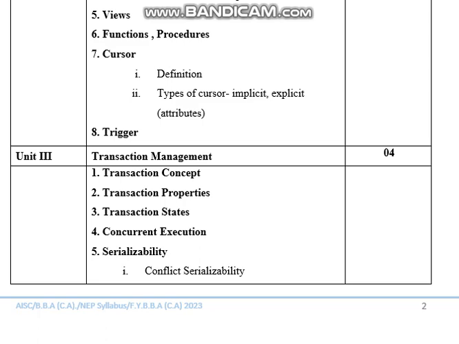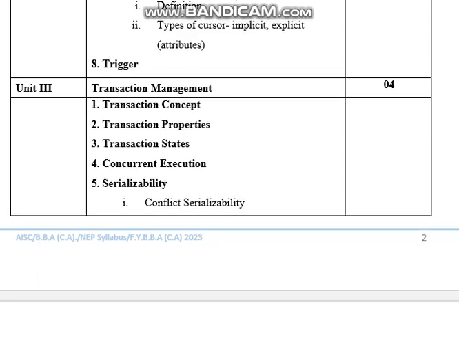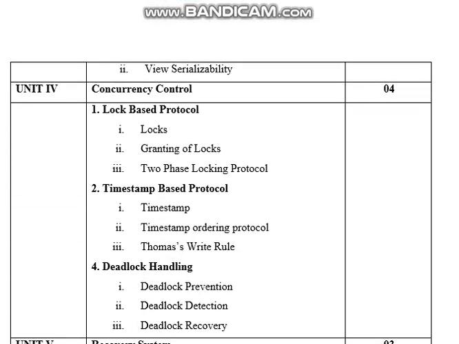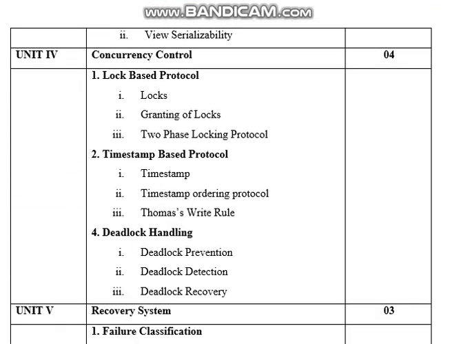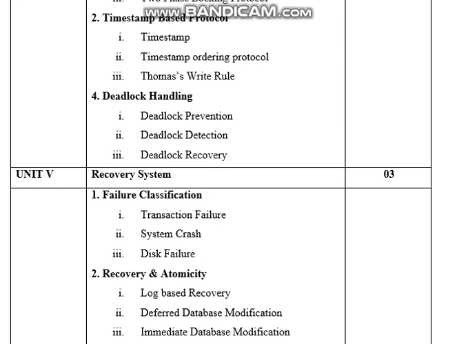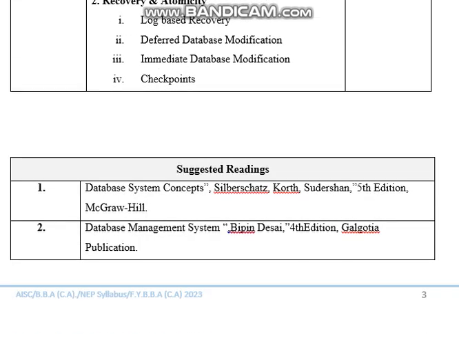In transaction management, we'll be doing transaction concepts, transaction properties, transaction states, concurrent execution, and serializability. In unit number 4, we'll be covering concurrency control, which includes the following topics: log-based protocol, timestamp-based protocol, and deadlock handling. And in the last chapter, we'll be doing recovery system, which includes failure classification, recovery, and atomicity.